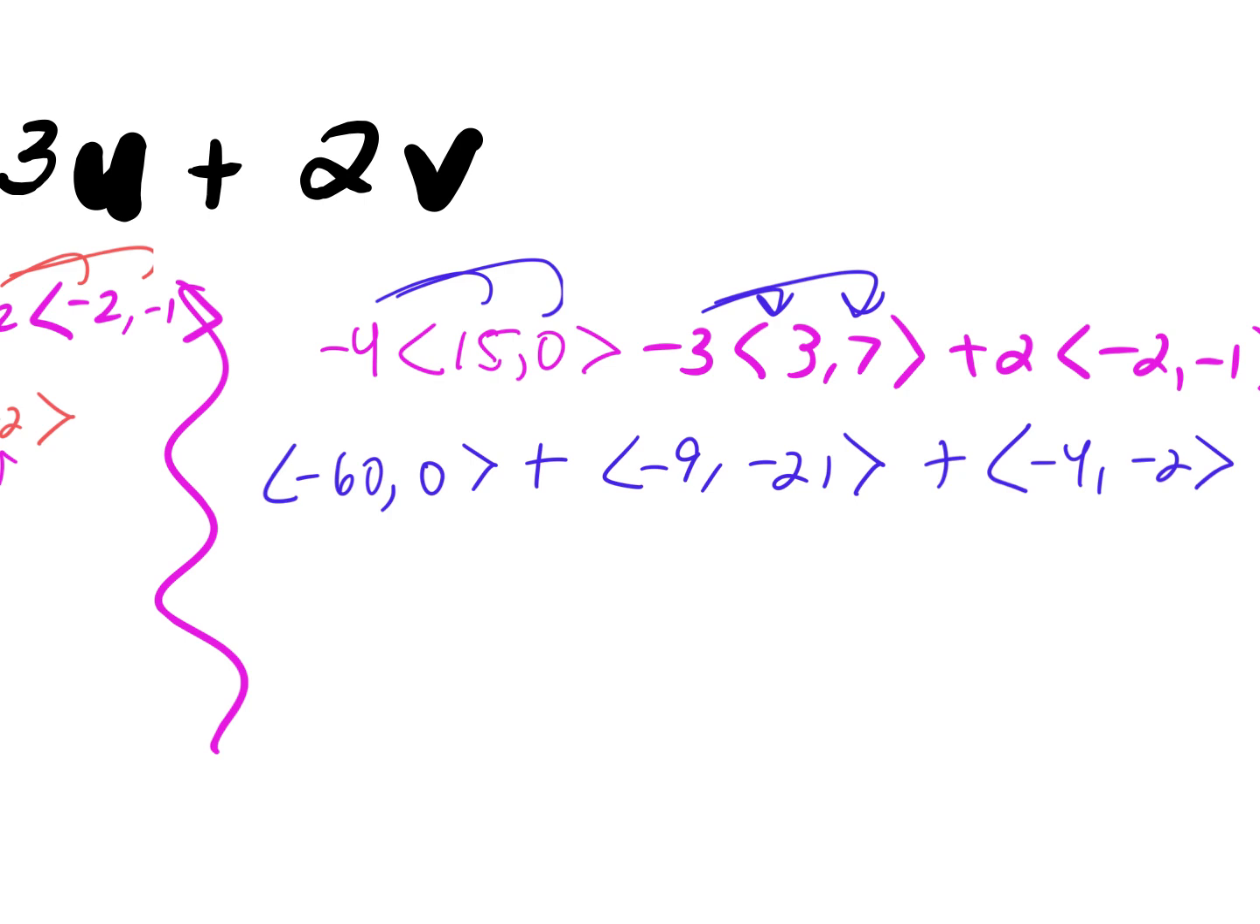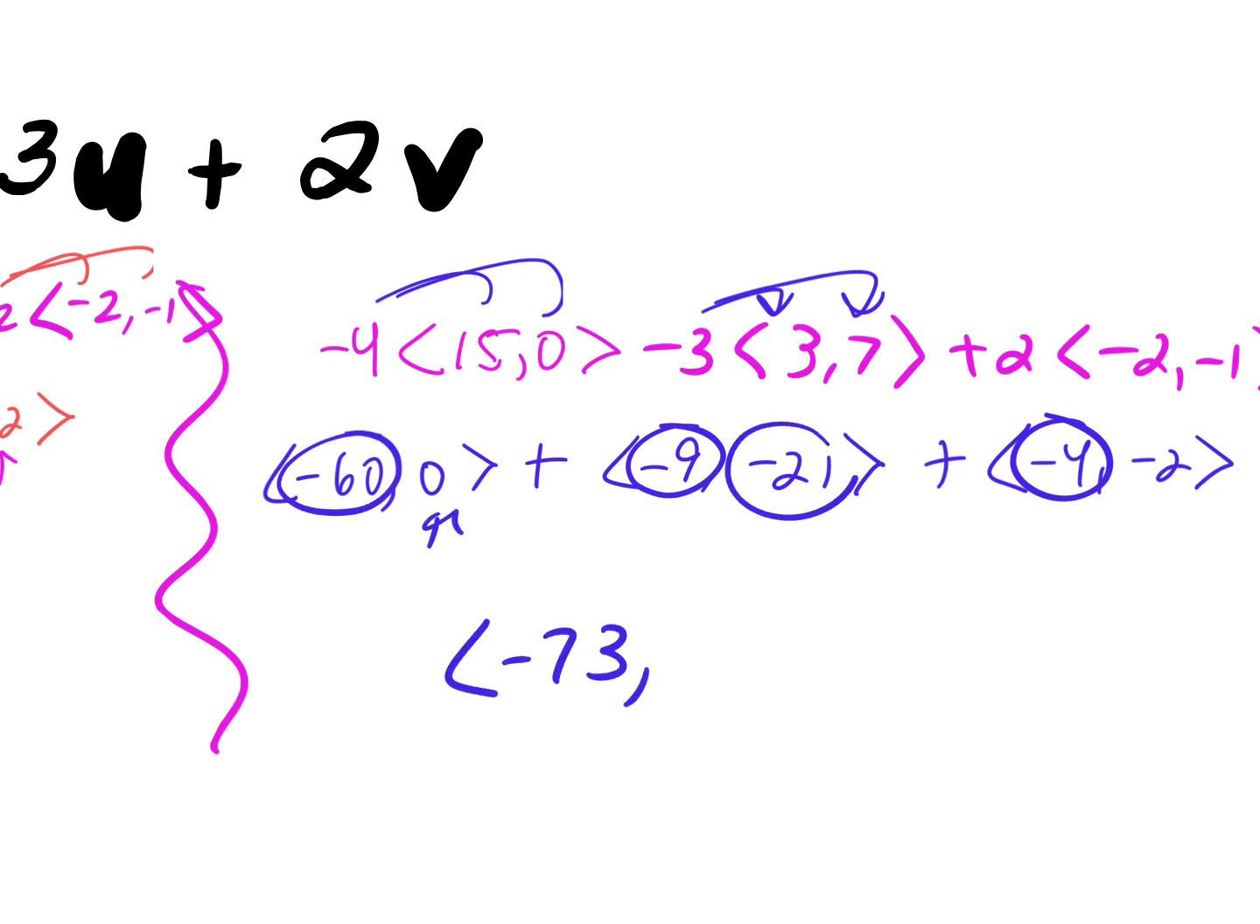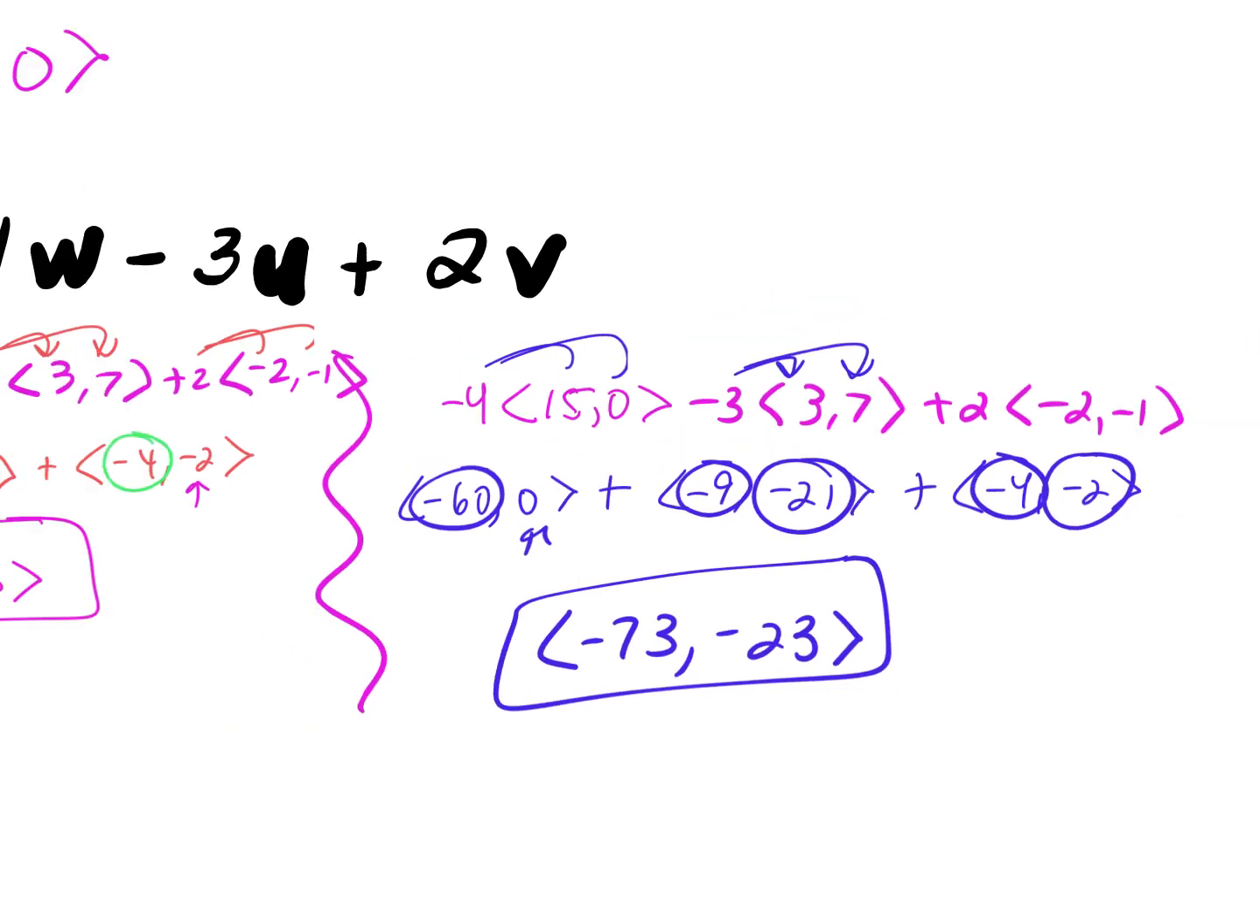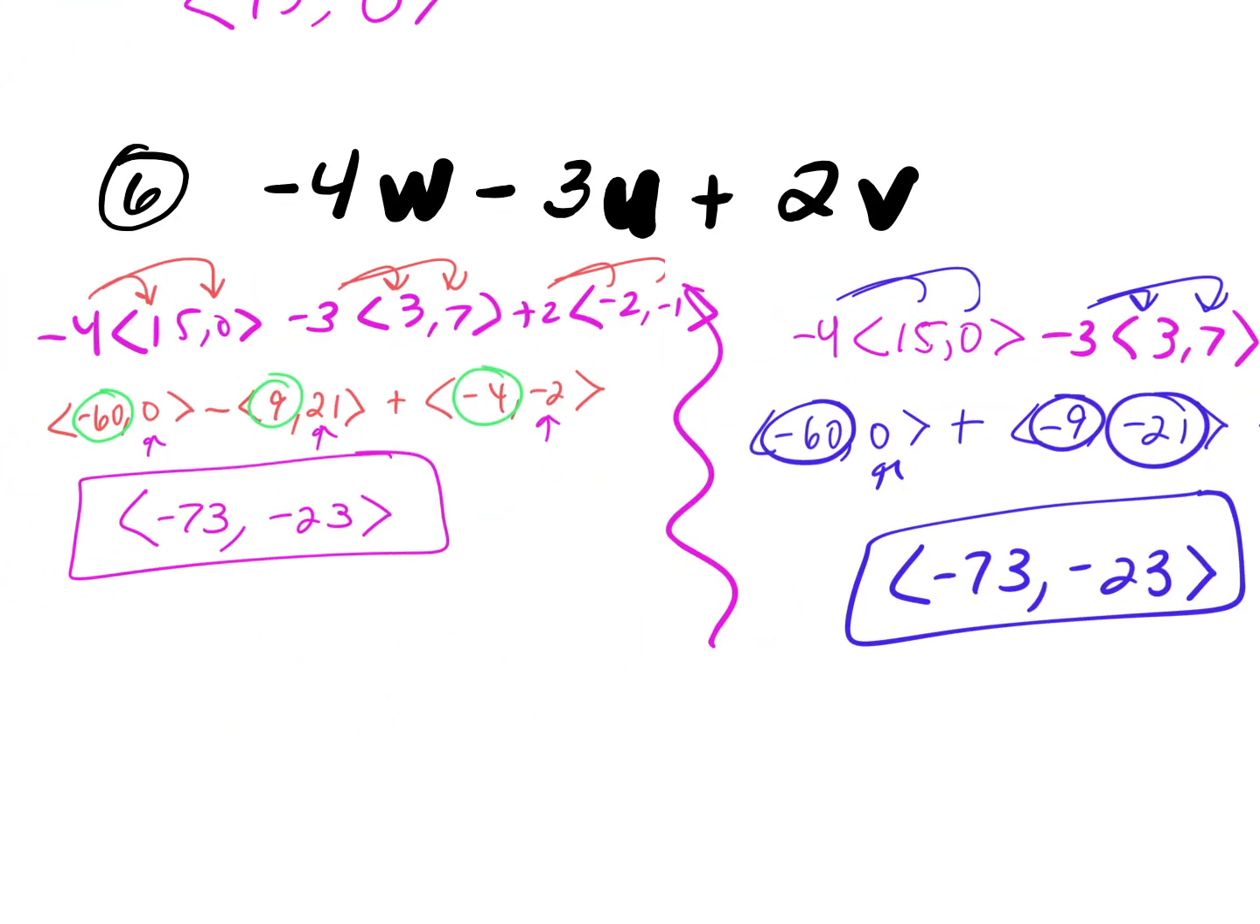I'm just adding everything. I have -60, -9, -4. I still have how much? -73. I have 0 plus -21 plus -2. I still have -23. Either way, you guys can do it. You're going to get the same answer mathematically. I just like to have plus signs all in the middle, so it's just easier. I don't have to think as much.